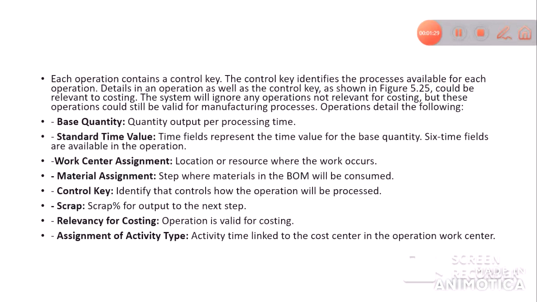Operations detail the following: base quantity, quantity output per processing time; standard time value, time fields represent the time value for the base quantity, and 6 time fields are available in the operation; work center assignment, location or resource where the work occurs; material assignment, step where materials in the BOM will be consumed; control key, key that controls how the operation will be processed; scrap percentage for output to the next step; relevancy for costing, operation is valid for costing; assignment of activity type, activity time linked to cost center in the operation work center.